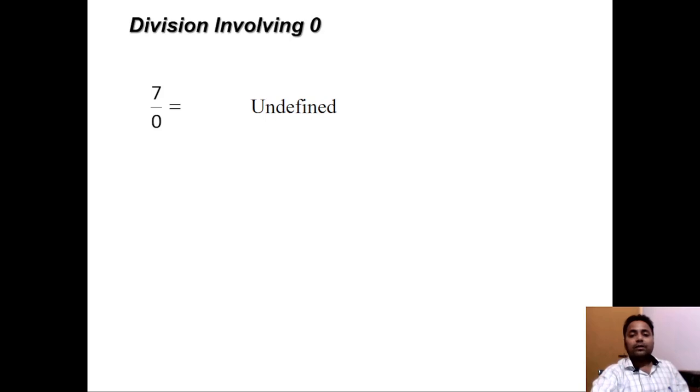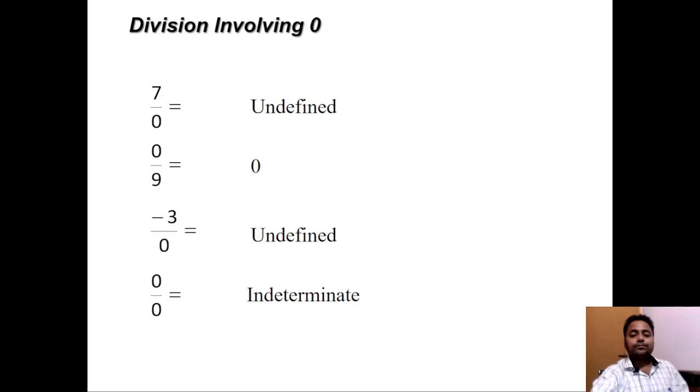Then we have something here like 7 by 0 is equal to undefined, 0 by 9 is equal to 0, minus 3 by 0 is undefined, 0 by 0 is indeterminate.